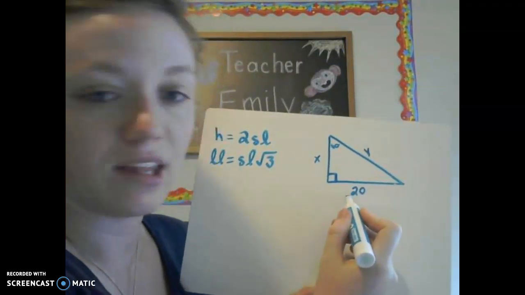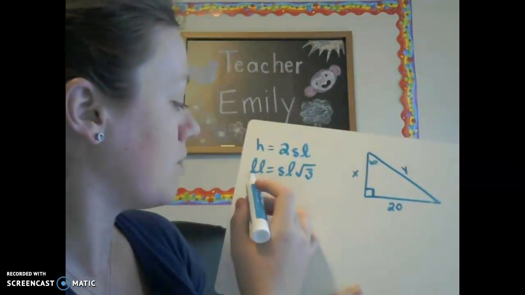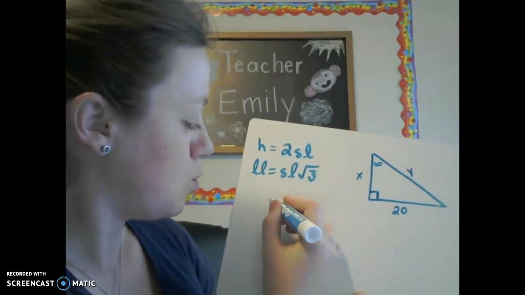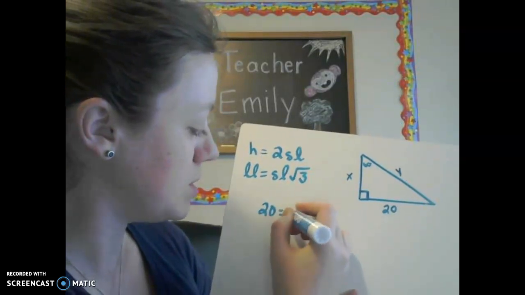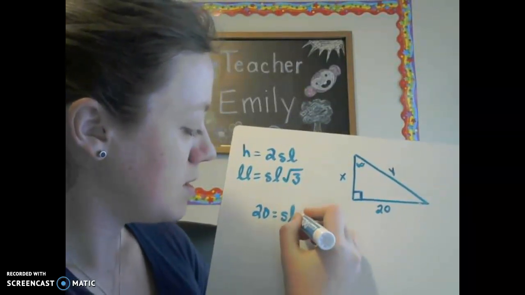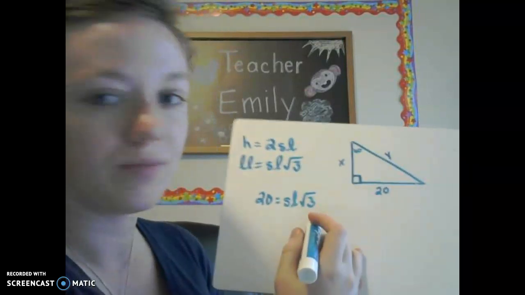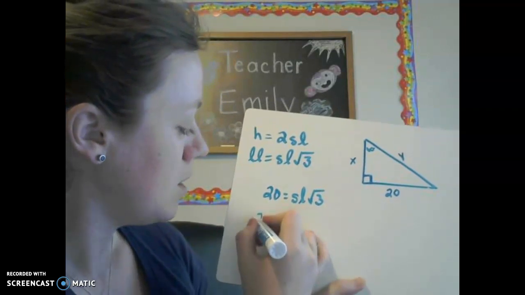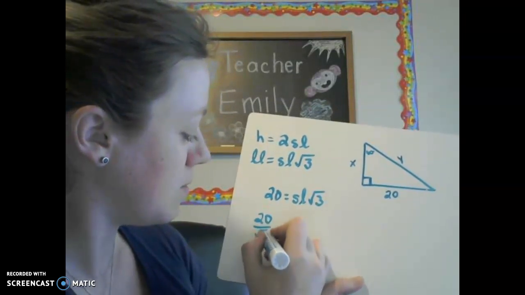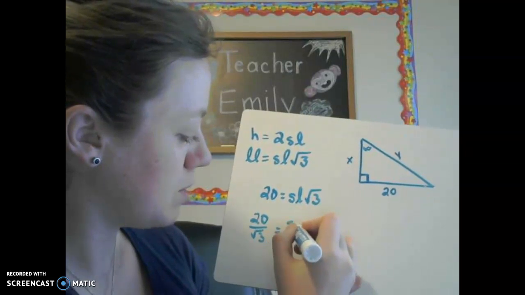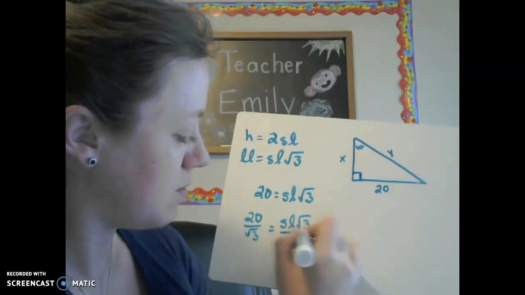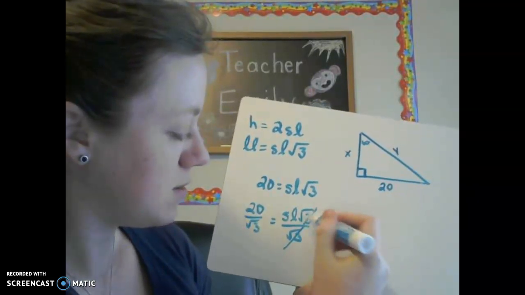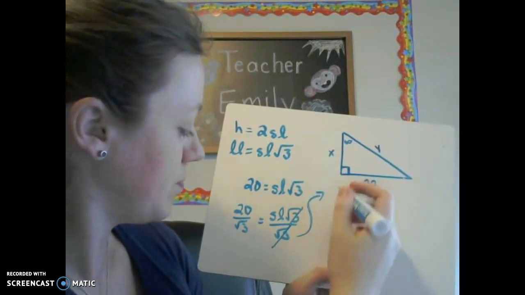We're given the length for the long leg, so let's start with this formula on the bottom here since we have that number. So 20, we can just plug it in, equals short leg times the square root of 3. So we need to reduce that by dividing both sides by the square root of 3. So 20 divided by the square root of 3 equals short leg times the square root of 3 divided by the square root of 3, which then cancels out. So I'm going to move up here.